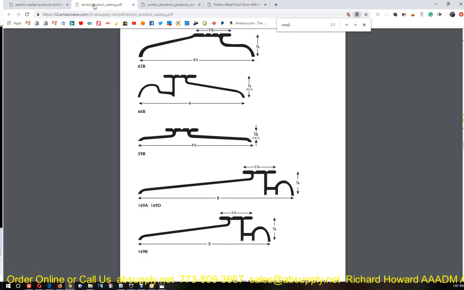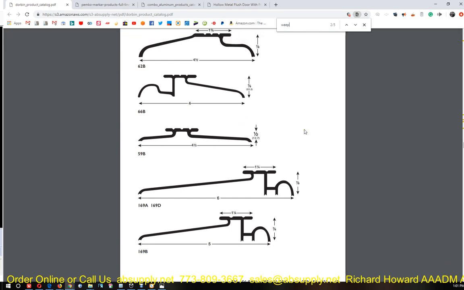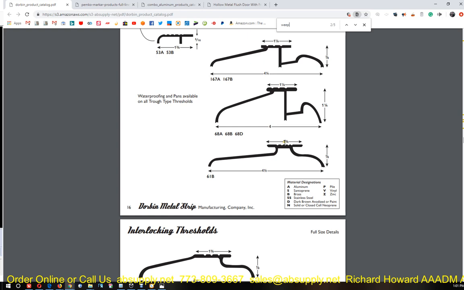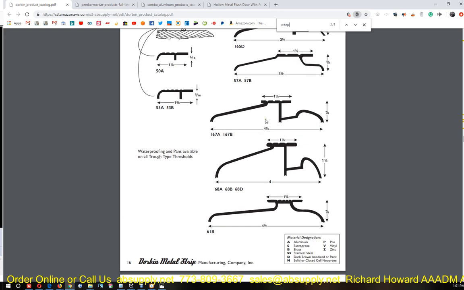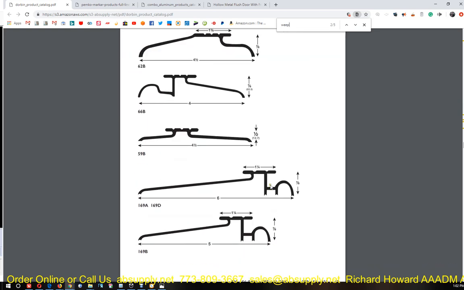So here we go. Dorbin is the first manufacturer of weather stripping that I became familiar with in the later 1980s. And Dorbin has manufactured weather stripping since the 1930s, believe it or not, 1930s. None of their thresholds, however, show a weep hole, but because they were the first that I was familiar with and was taught what a weep hole was, I'm going to start with this. Any of these thresholds are good examples. Not as much this one, because it doesn't have a trough like these two do, or like this one does, or like this one or this one.